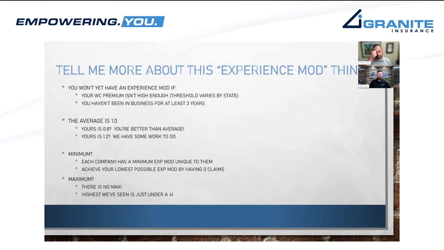With a max, there is no max. We've seen them all over the board. If you get up into the 1.5, 1.7, that's high, because that means you're paying 50 or 70% more than your manual premium. But we've seen it as high as in the high 3s. Any questions on that? Is that making sense? Great.